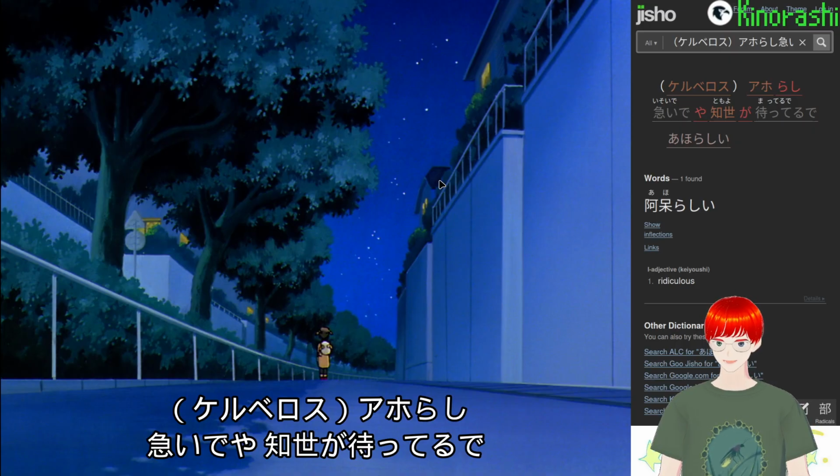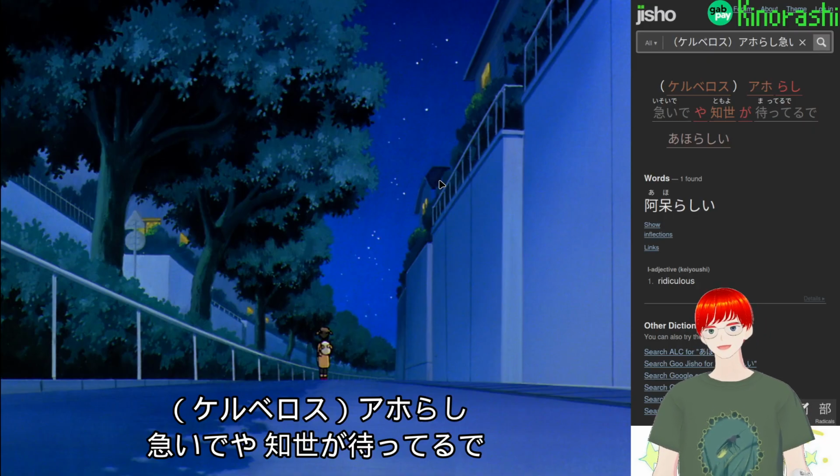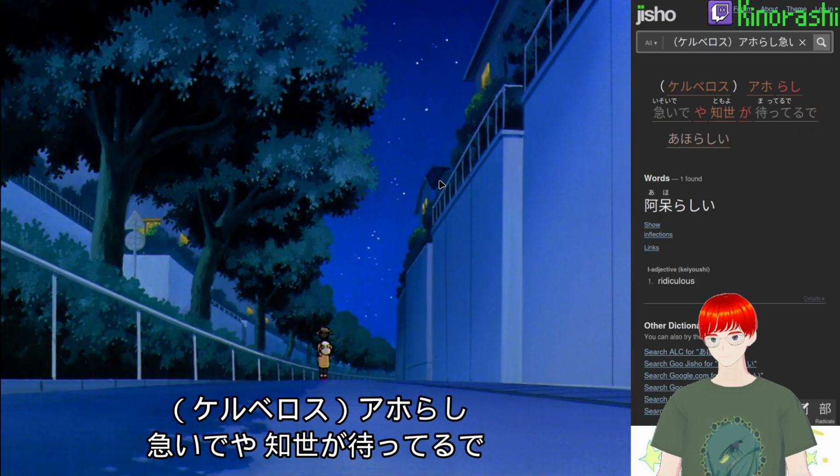Okay. However, the suffix rashi, meaning resembling or characteristic of, is standard Japanese grammar. Therefore, ahorashi means silly or ridiculous in standard Japanese, while Kansai ben speakers use it. It's not exclusively the dialect. The Kansai dialect glossary, okay, the specific Kansai ben term for silly or ridiculous is aho kusai.